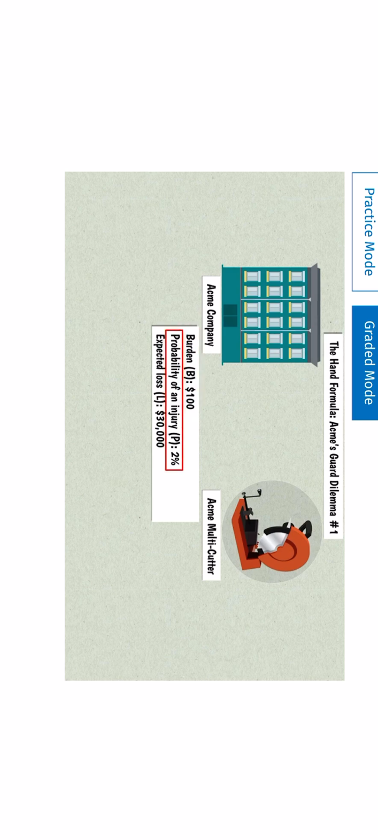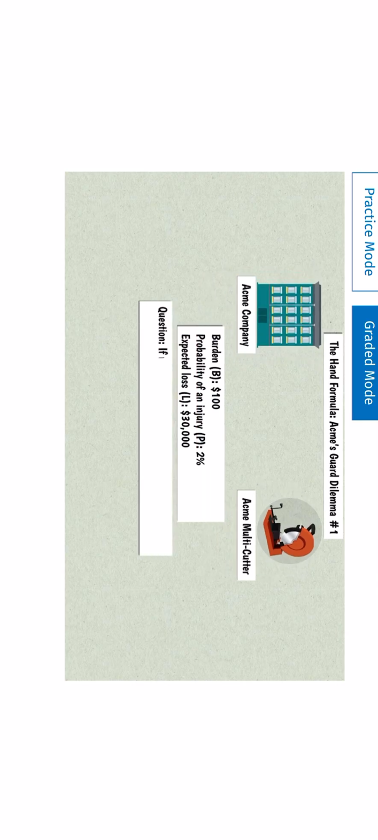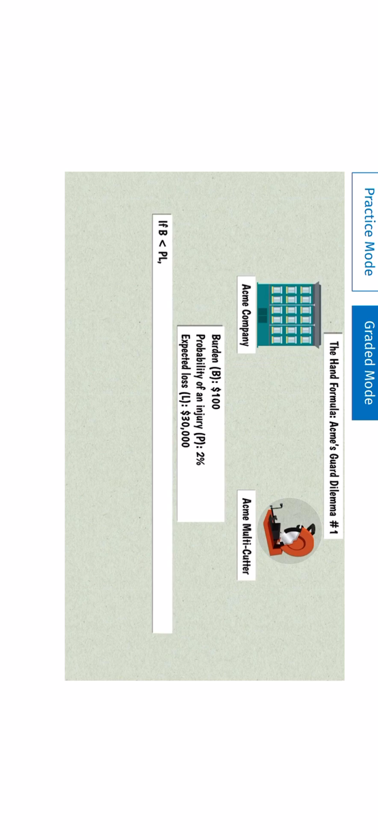P is the probability of harm. We know there is a 2% chance it will lead to an injury without the guard. L is the magnitude or dollar amount of the loss. We know the average accident will cause $30,000 in damages. If reasonable care is determined by applying the Hand formula, should Acme add the guard to each machine? Yes, it should. Remember, if B is less than PL, then Hand says a reasonable person would undertake that precaution.